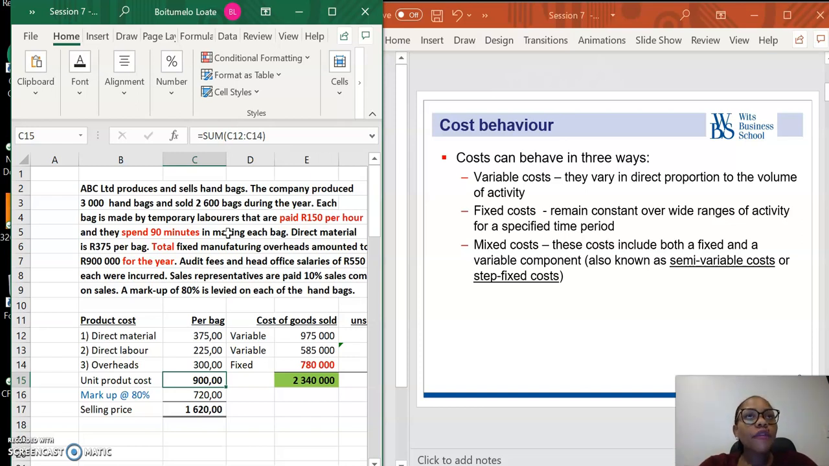So for an example of a variable cost, if we are paying a temporary laborer a wage per hour based on the units that he's producing, that will form part of a variable cost. If we're producing more units, we pay the temporary laborer a lot more wages. If we're producing less units, we also pay him less. Because his costs vary in direct proportion to the volume or the actual units produced, this actually tells us that's a variable cost.